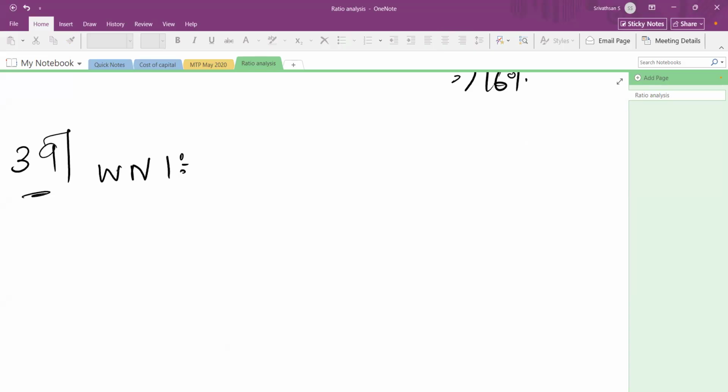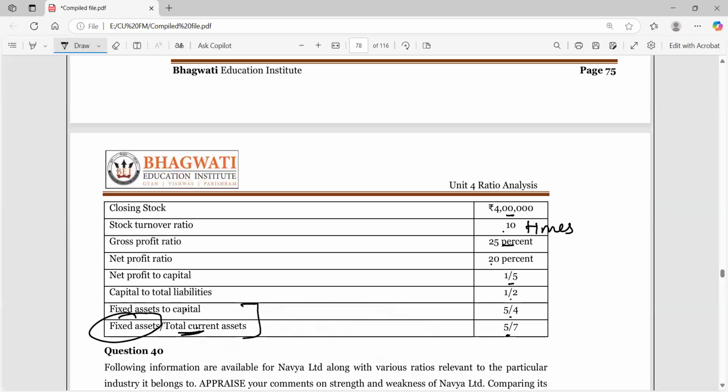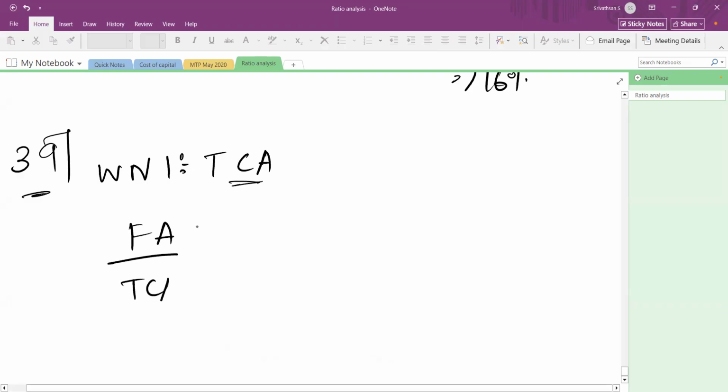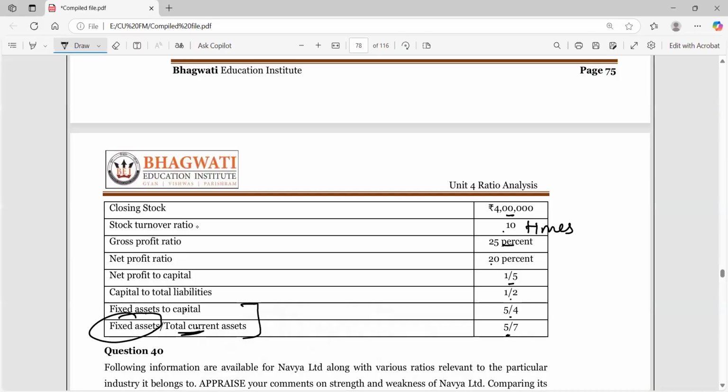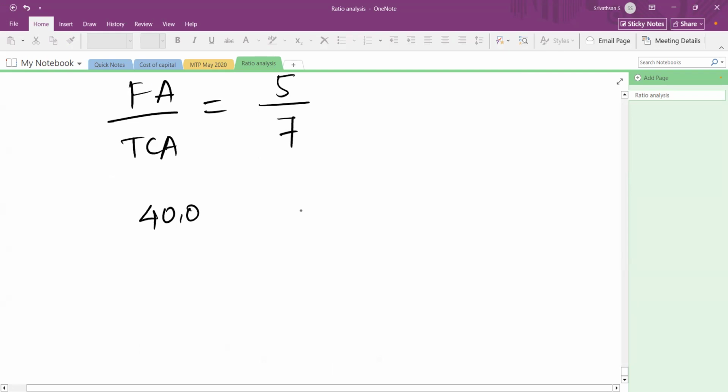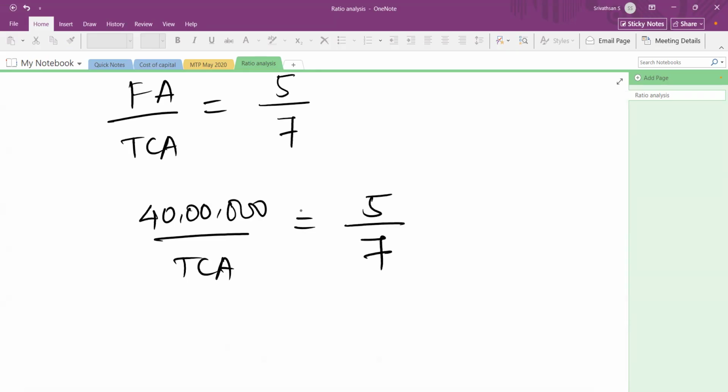Working note number 1. Since we are starting from this point, we are calculating total current asset. Working note number 1, total current asset. Fixed asset to total current asset is equal to how much? 5/7. Fixed asset is how much? 40 lakhs. Total current asset is something which we need to calculate. 5/7. So what is the total current asset? 2 crore 80 lakh divided by 5. 56 lakh, right? Did everyone get this number clear so far?